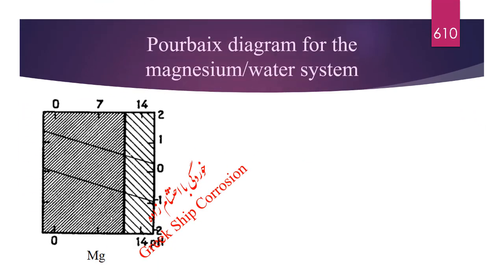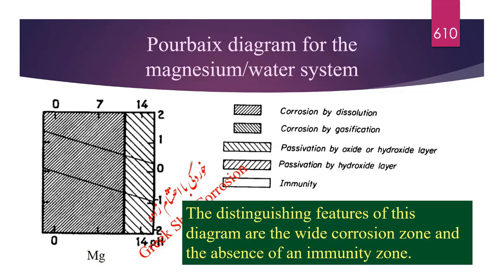Pourbaix diagram for the magnesium-water system. The distinguishing features of this diagram are the wide corrosion zone and the absence of an immunity zone. Corrosion by dissolution, passivation by oxide or hydroxide layer.